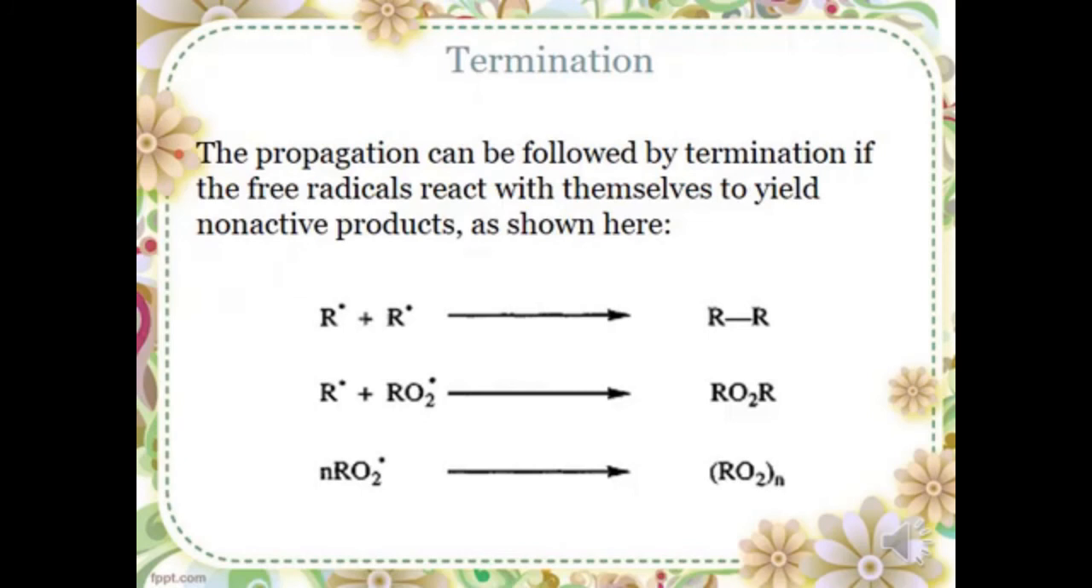The propagation will only terminate once the free radical meets with one another. For example, here the alkyl radical meets with another alkyl radical, or the alkyl radical meets with a peroxy free radical, or between the peroxy free radicals.